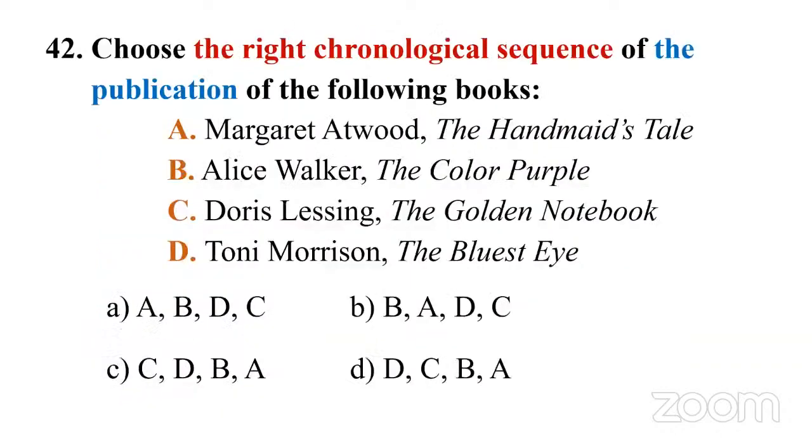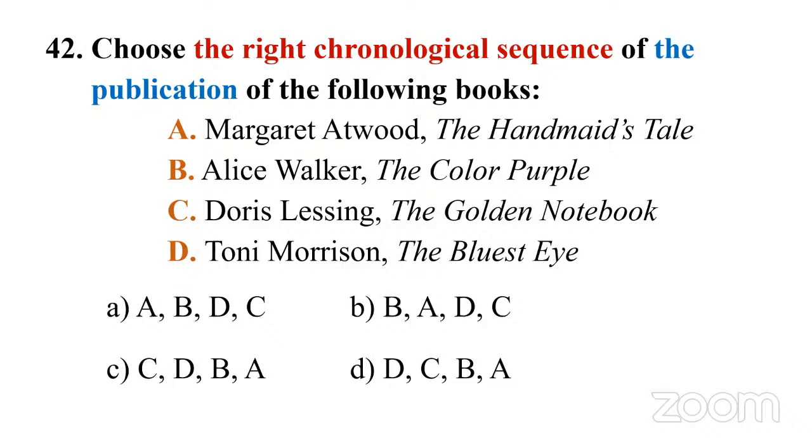Next, question number 42. Choose the right chronological sequence of the publication of the following works. So we have 4 works given. Capital A, Margaret Atwood, The Handmaid's Tale. B, Alice Walker's The Color Purple. C, Doris Lessing, The Golden Notebook. D, Toni Morrison's The Bluest Eye. So we have 4 options.